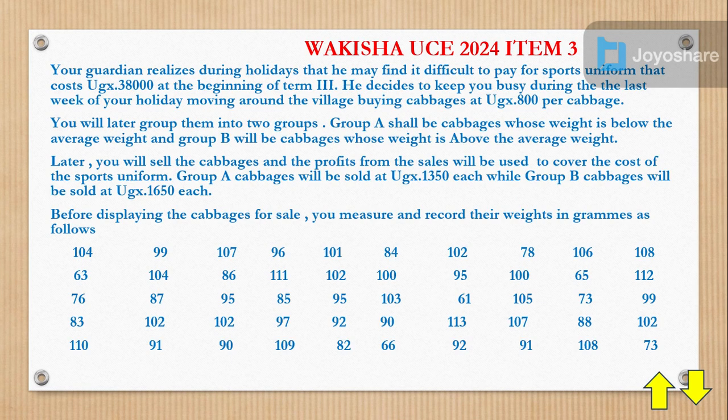Now number 3, Wakisha UCE Math 2024, item 3. This comes from section B, part 1. Here they bring 2 questions, and in that year item 3 came from statistics. Let's start off.